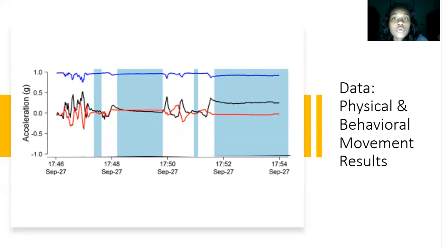The tags also recorded their angle inside the snake. So if the tag moved less than 2.5 degrees for at least 7 seconds, it was considered non-movement. Any other motion that lasted greater than 3 seconds was considered movement. This is where we get the blue and the white sections in our graph here.